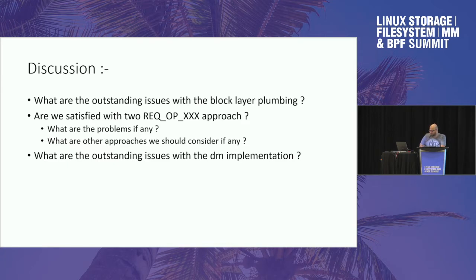So right now, with this background, we want to understand exactly what are the missing pieces needed to get this work to move forward, in terms of block layer plumbing which has been missing or we should add. Are we okay with a token-based approach where we have two opcodes to execute the copy offload command? Any outstanding issues with the DM implementation? So we have selected so far the minimal subset of DM implementation, and is that okay or do we need to extend that area of implementation and so forth?